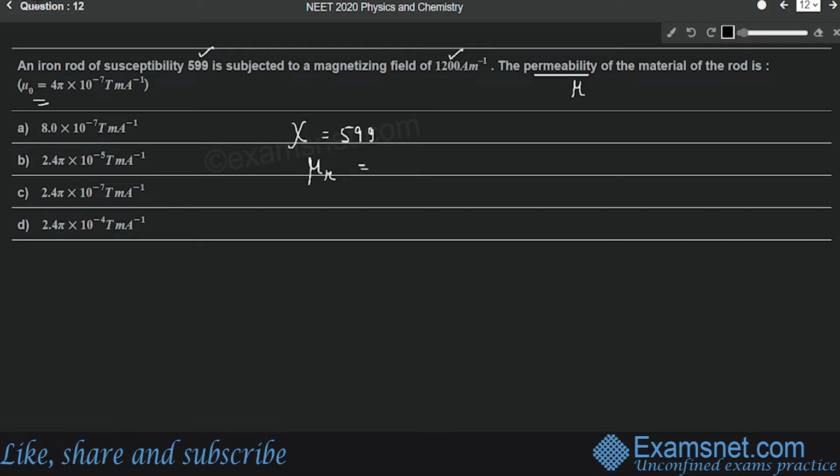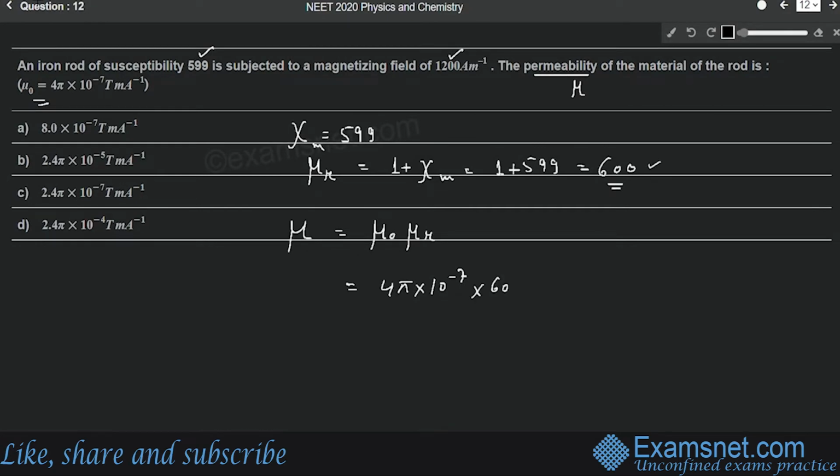Okay, relative permeability is equal to 1 plus susceptibility. So that will be equal to 1 plus 599, that means 600. Now we have got the relative permeability, so we can find out the permeability of the material, that is equal to the product of absolute permeability and relative permeability. Absolute permeability is given in the question, it is equal to 4 pi into 10 to the power minus 7, and relative permeability is 600.